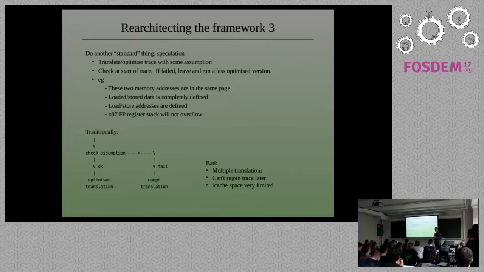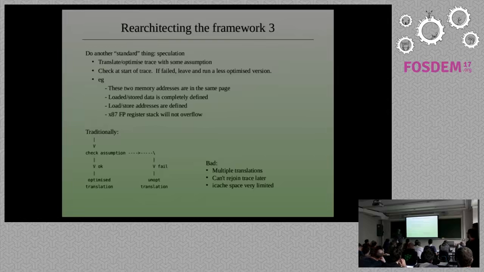So the traditional way to do speculation is you generate code which checks your assumption, and if it doesn't hold, then you go off to some less optimized translation. Otherwise, you go on the fast path. And you can do that, but I would like to avoid a kind of code explosion.